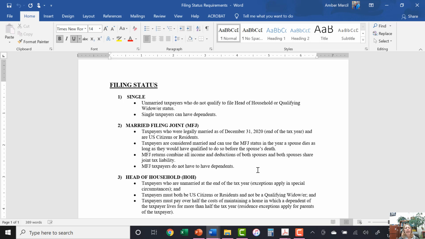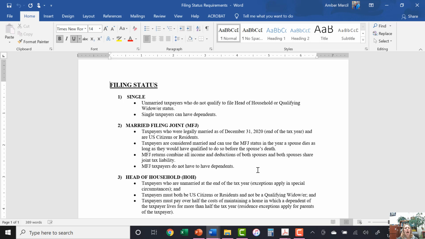Taxpayers are considered married and can use this status in the year a spouse dies as long as they qualified to file married filing joint while the spouse was still alive. So in the year of death of a spouse, you can still use married filing joint status.